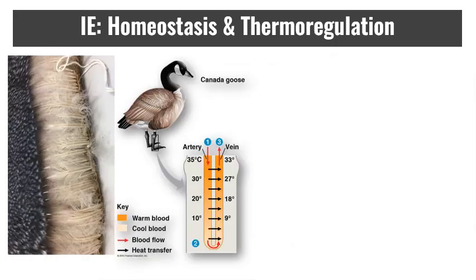Some more specific examples might be the dense feathers providing insulation in a penguin, which you can see a layer of on the left, or the countercurrent exchange system of the veins in the legs of the Canada goose, allowing for efficient heat exchange and transfer between this flow.